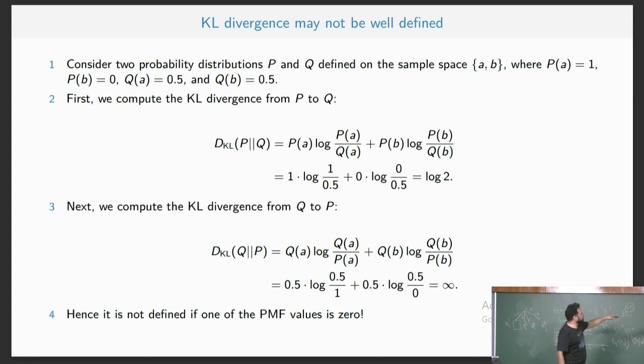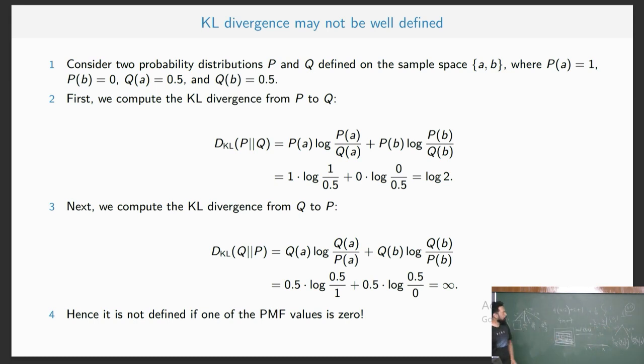So, possible outcomes A and B. The P distribution gives you P of A is 1, P of B is 0, and the Q distribution gives you half, so essentially uniform. The first one seems to be Bernoulli, and then we do KL of PQ. You apply the formula, you get log 2. But if you do KL of Q to P, then you get infinity, because at some point P of B was 0.